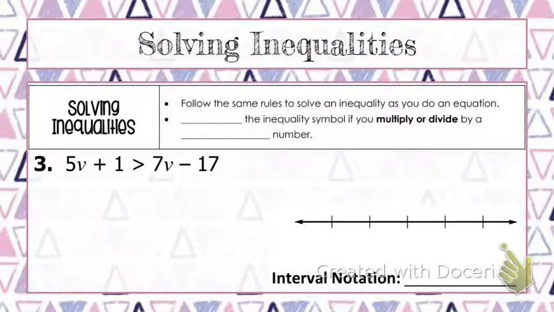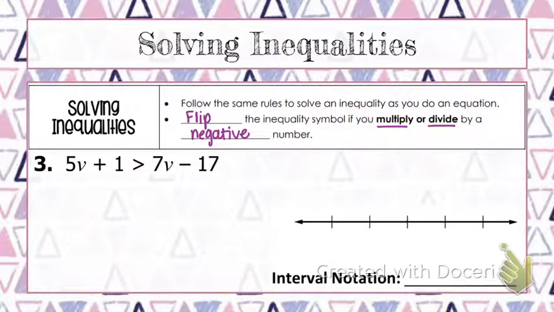Now we actually have to solve some inequalities. So to solve an inequality, you follow the same rules as you would an equation, but we will have to flip the inequality symbol if you multiply or divide by a negative number. Okay, so we'll work through number 3 and see what that looks like.